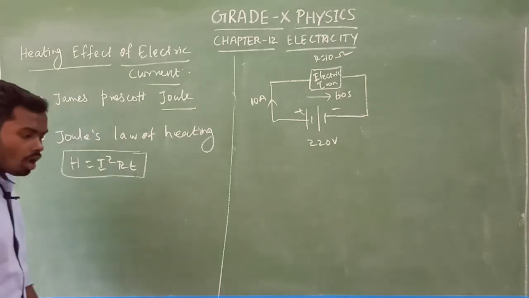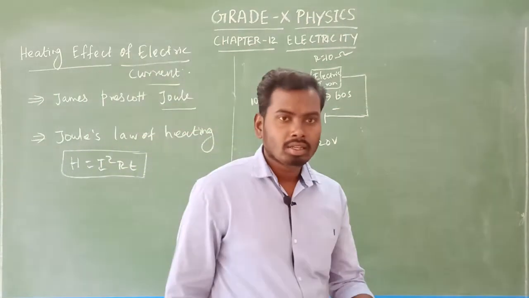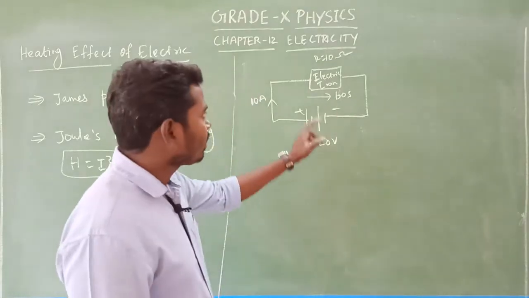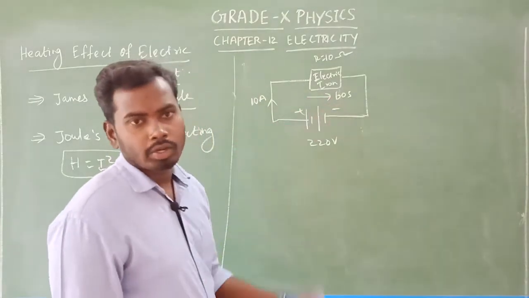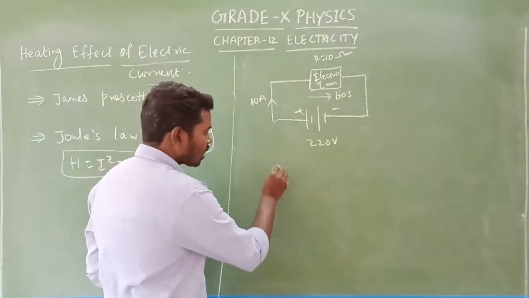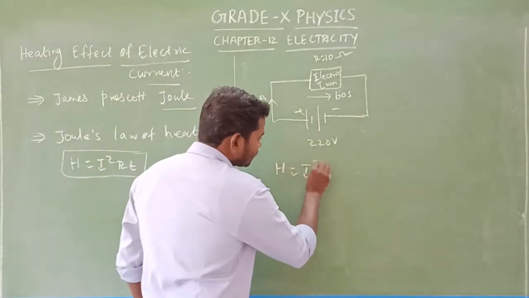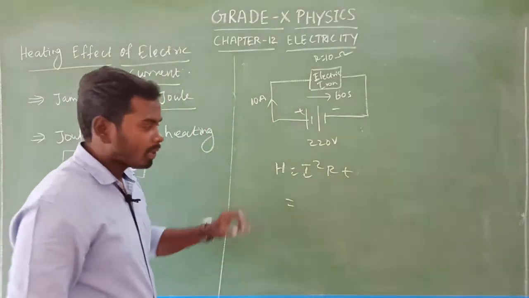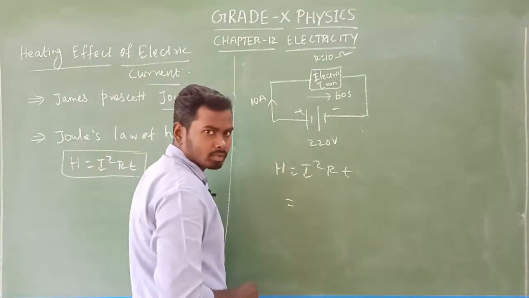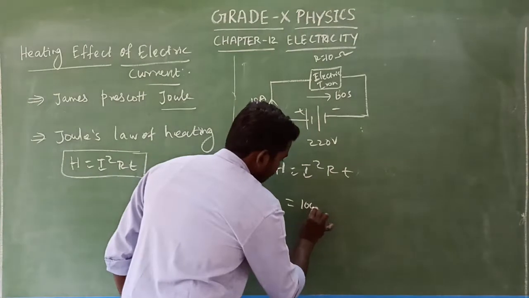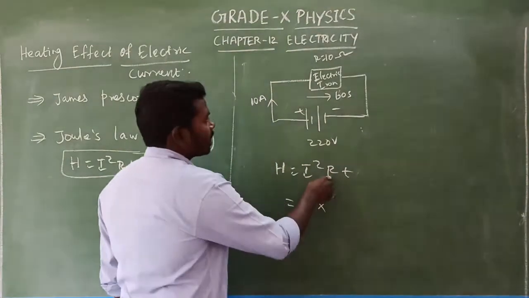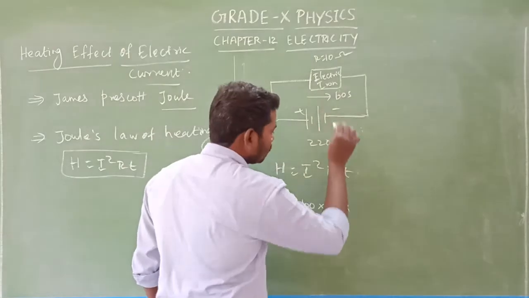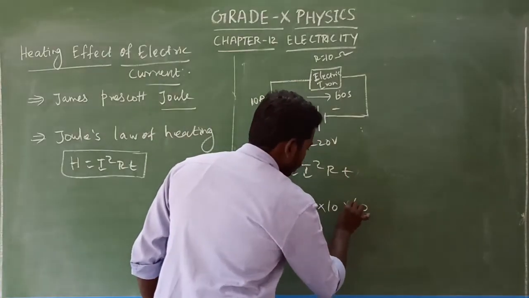How much heat energy is produced by this electric iron? You tell me. What formula? Yes, we can choose H equals I squared R t. What is the I value, sir? I value is 10 ampere. So 10 squared, 10 into 10, 100, into R value, 10 ohm, into t, time value 60. So what will be the value, sir?